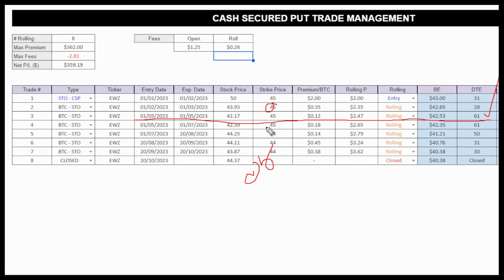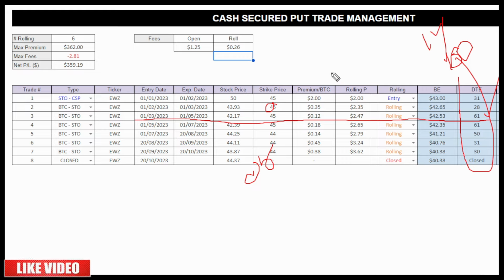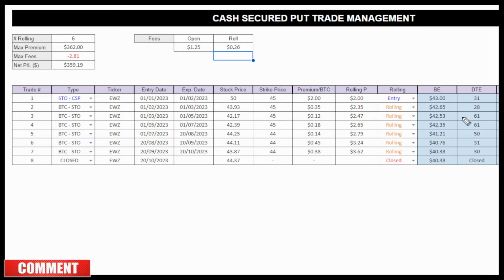It's not 100% always you're going to receive a credit. It cannot go very, very deep in the money. Otherwise, you're going to have to increase this thing here to 180 or maybe sometimes even 1 year to be able to collect a premium and at the same time roll your trades, okay? So now you've got 61 DTE. And then on 4th of May, it recovered a little bit from 42.17 to 42.39. We kept the same strike price and we collect again 18 cents.